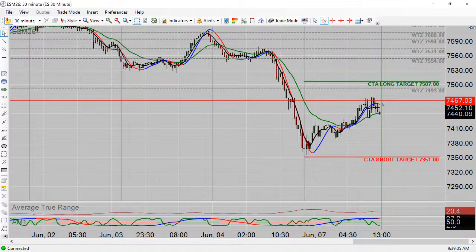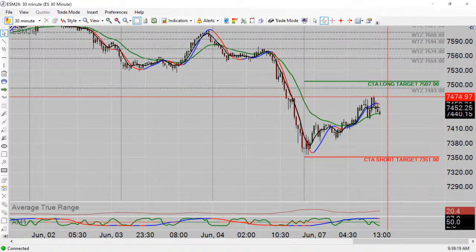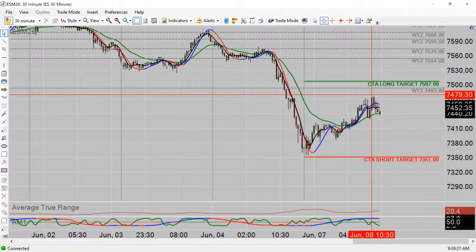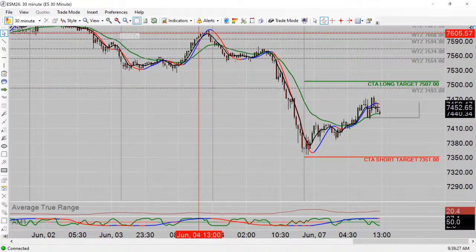Right. Now, this pullback could still hold. If institutional buyers keep hitting the buy side, we would take... This was the lowest weekly zone for last week. And it looked like we were going to stay inside of it.